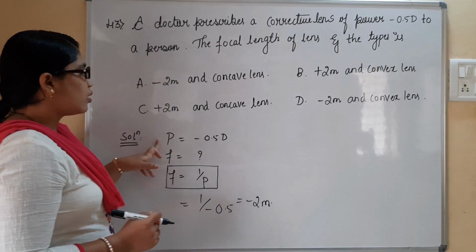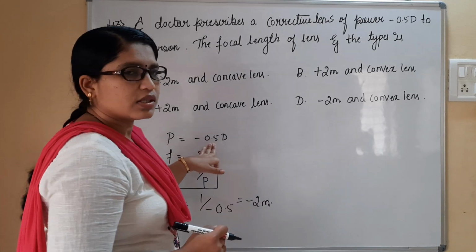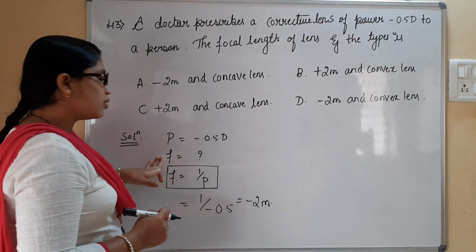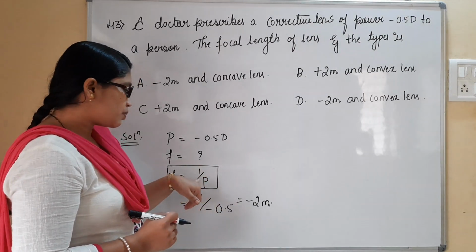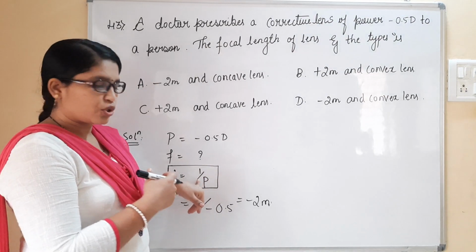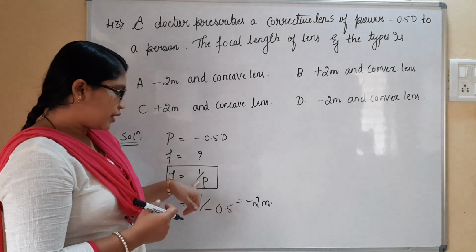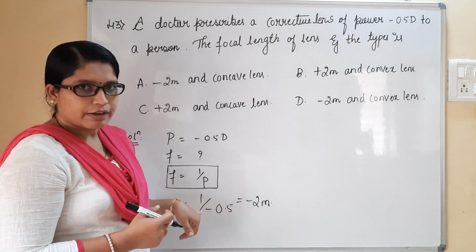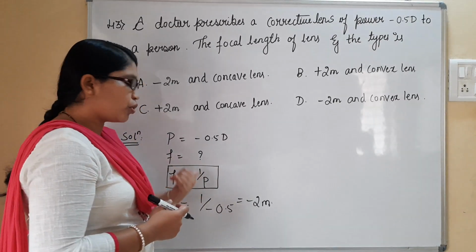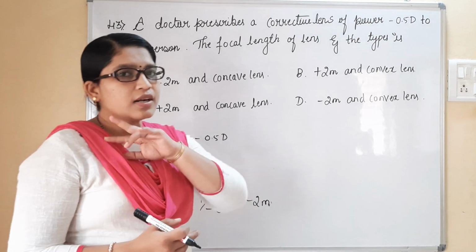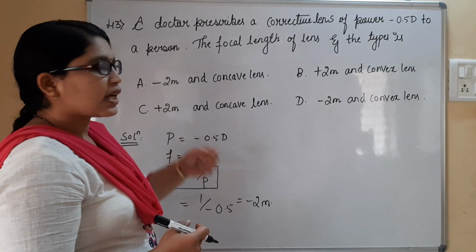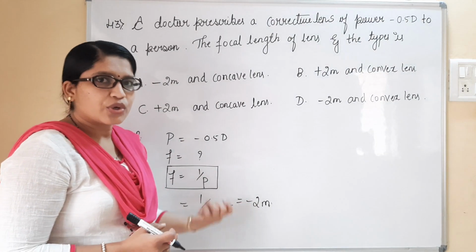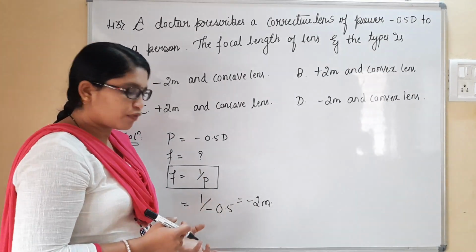So here the power is given, it is minus 0.5D, and we know the formula, that is F equal to 1 by P. How has it come? This power is inversely proportional to the focal length. If we consider, P is equal to 1 by F, or F equal to 1 by P. Focal length and power are inversely proportional to each other. These things we know. So we are going to substitute the values given to us into the formula.